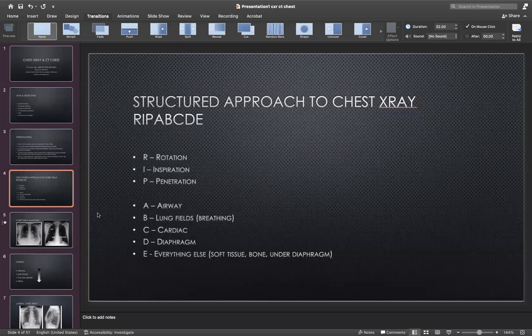So your rotation, very important. And I'll talk to you about how you can check for rotation, but essentially you're looking at the medial ends of the clavicles and the spinous processes of the vertebra and seeing whether they're in line in the middle, and if they're not, which way they've rotated to. So if the spinous process is closer to one side of the vertebra, then it's rotated towards the other side.